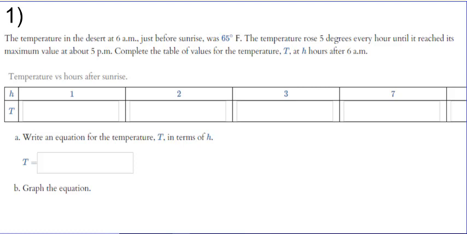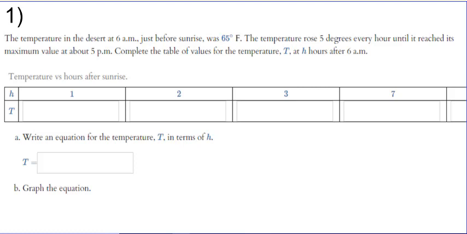So the first problem I want to look at is this. The temperature in the desert at 6 a.m., just before sunrise, was 65 degrees. The temperature rose 5 degrees every hour until it reached its maximum value at 5 p.m. Complete the table for the values for the temperature T at h hours after 6 a.m.